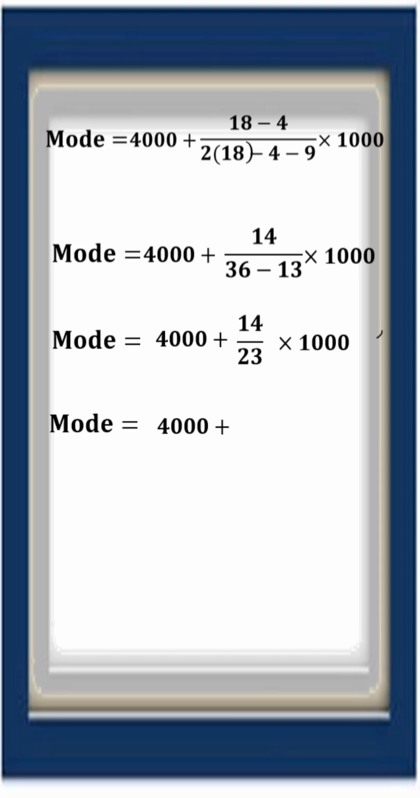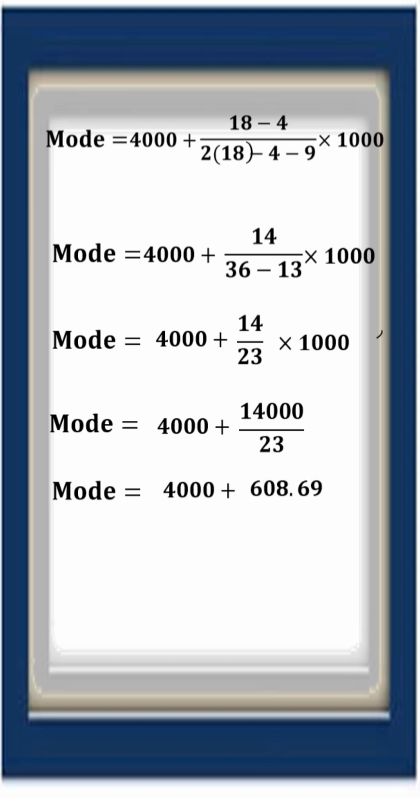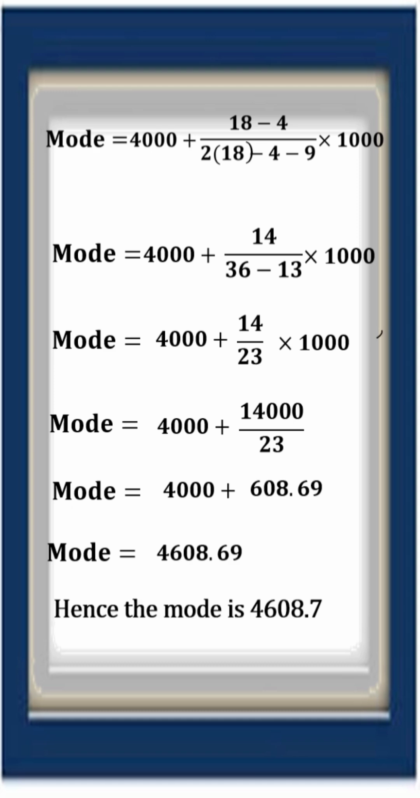So mode is equal to 4000 plus 14,000 by 23, which is 608.69. So mode is equal to 4608.69. Hence the mode is 4608.7.